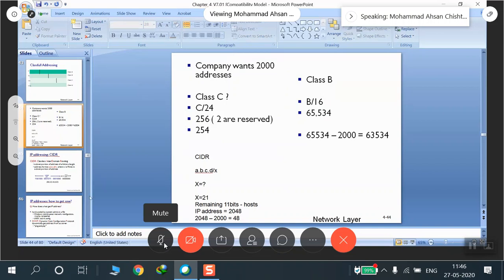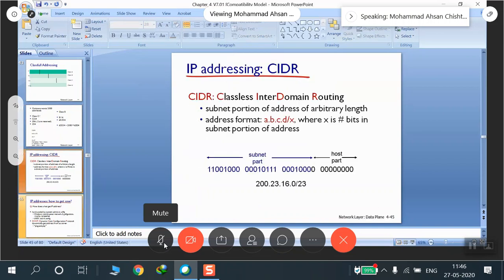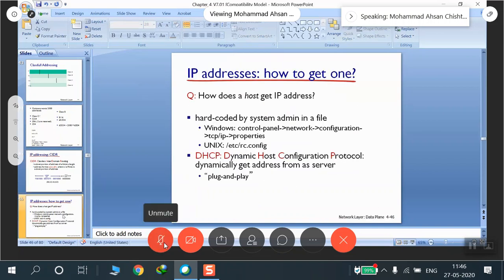Okay, fine. So this was CIDR. The next part is how do you get an IP address? There are two ways by which you can get your IP address as a host. The first one is manual configuration. The second one is known as DHCP. What is manual configuration? You go into the system, go to the network settings and you key in your IP address.